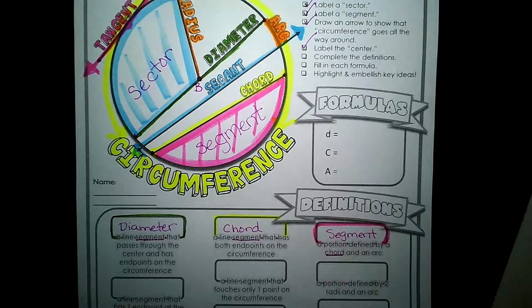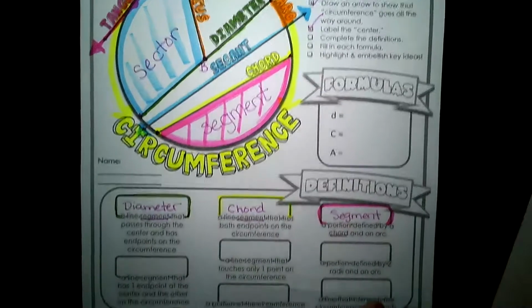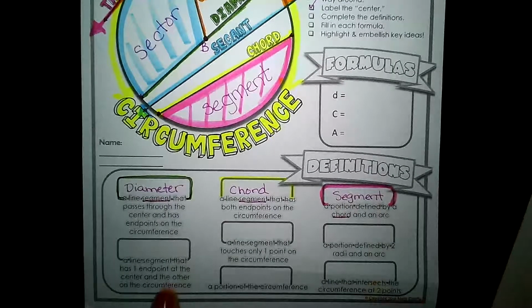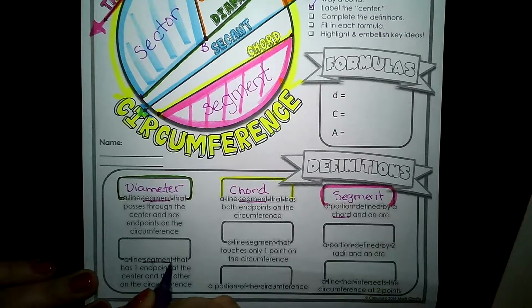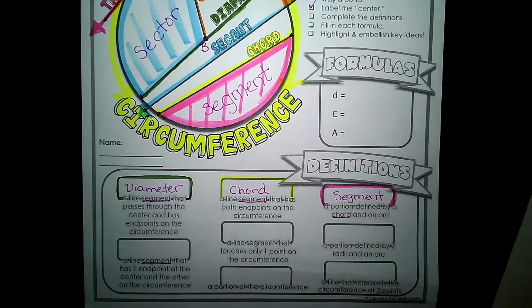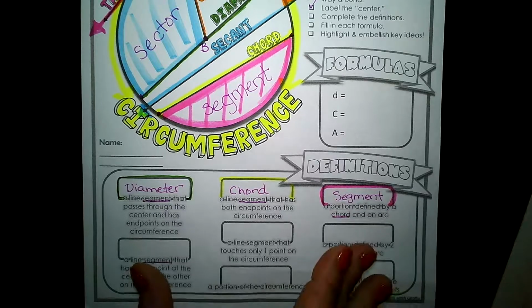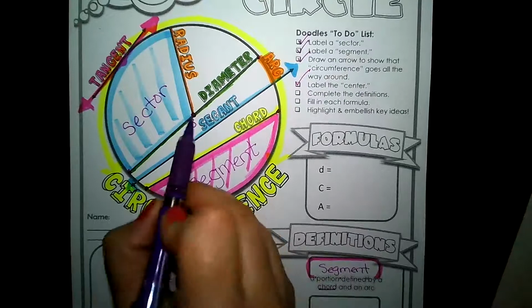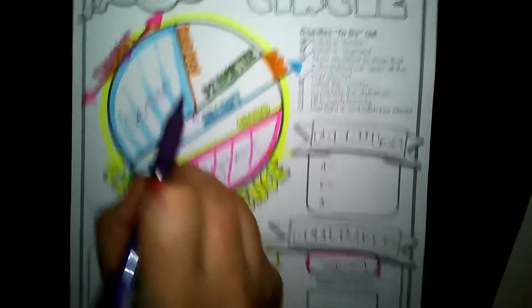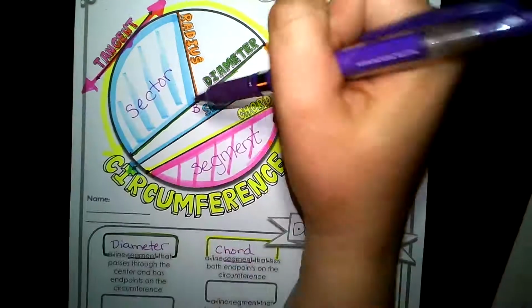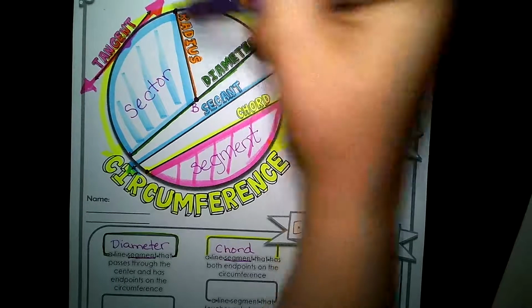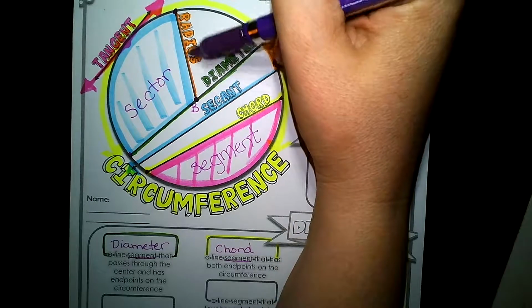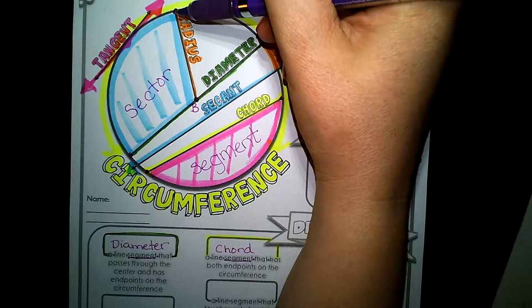Okay. Let's slide down here a little bit. Next, we have another line segment that has one endpoint at the center and the other endpoint at the circumference. We're going to be talking about the radius here. The radius starts at the center and travels and connects to the circumference.